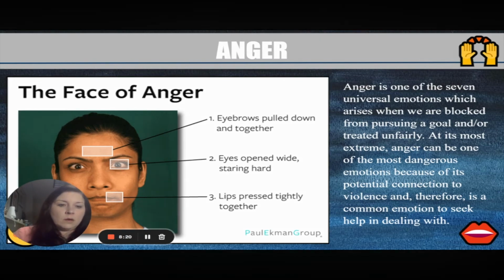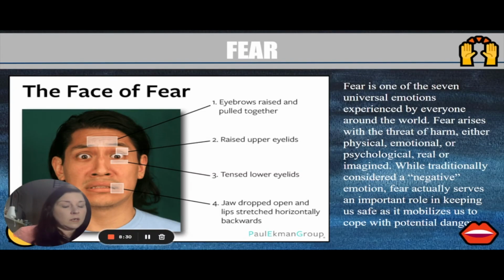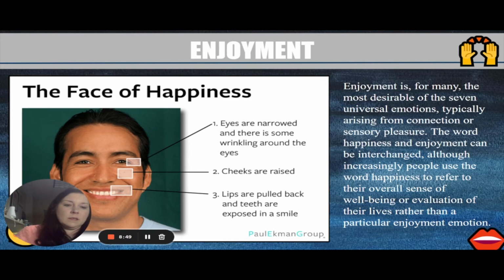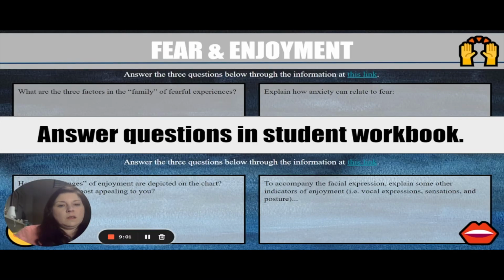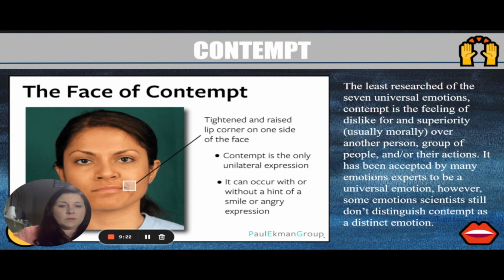So anger, and these are again the questions. We have fear: eyebrows raised and pulled together, raised upper eyelids, tense lower lip, jaw drops, and lips stretched horizontally and backwards. Enjoyment, so the face of happiness, and again, they go and answer the questions in the student handbook. Disgust, surprise, and contempt.